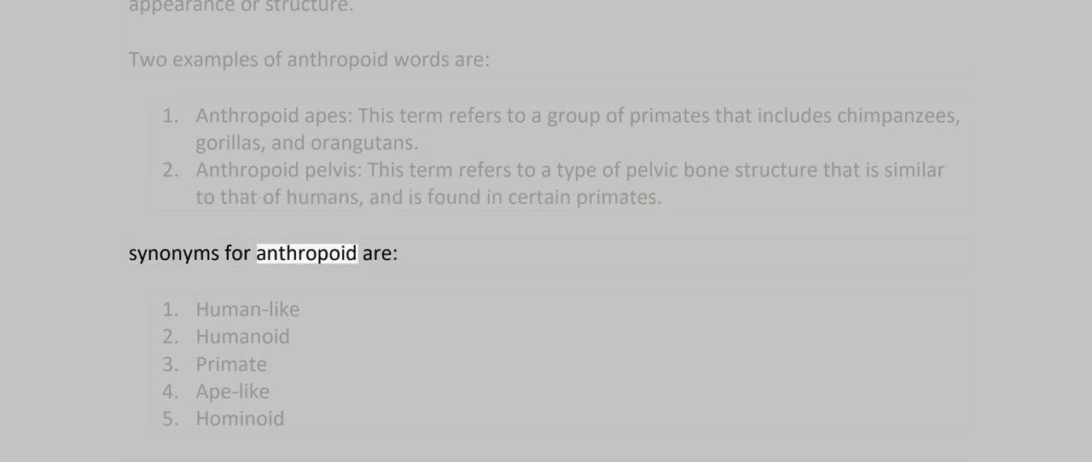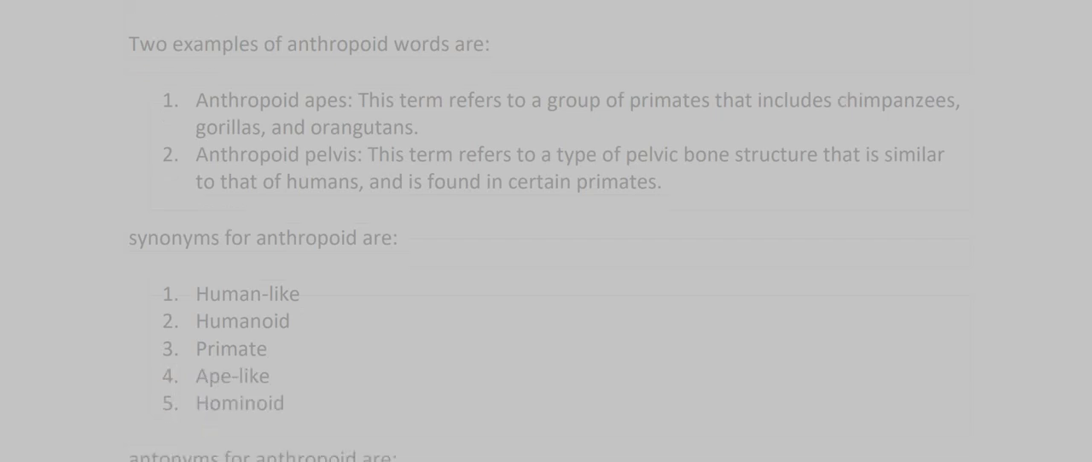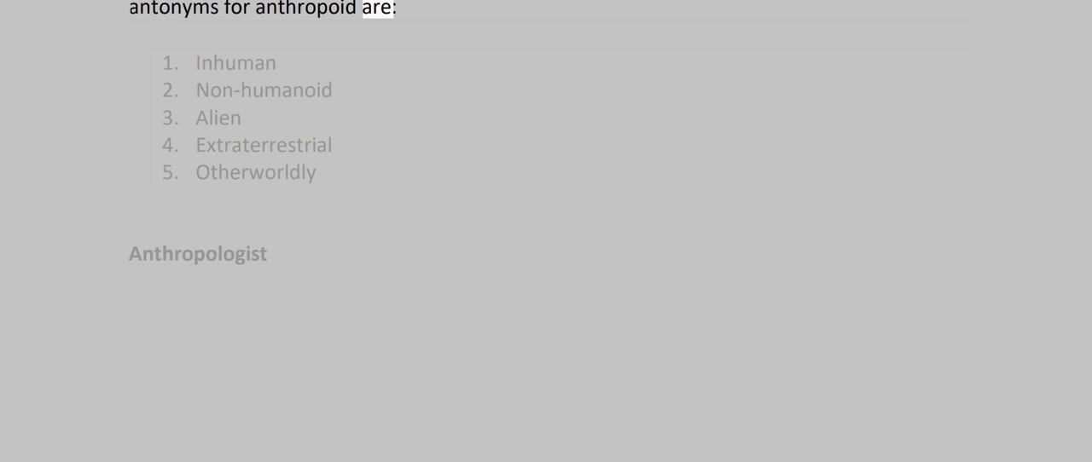Synonyms for anthropoid are 1. Human-like. 2. Humanoid. 3. Primate. 4. Ape-like. 5. Hominoid. Antonyms for anthropoid are 1. Inhuman. 2. Non-humanoid. 3. Alien. 4. Extraterrestrial. 5. Otherworldly.